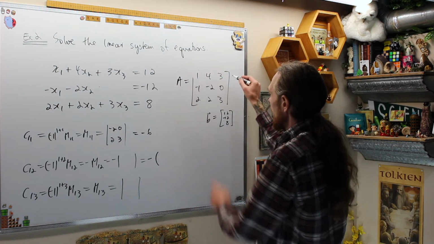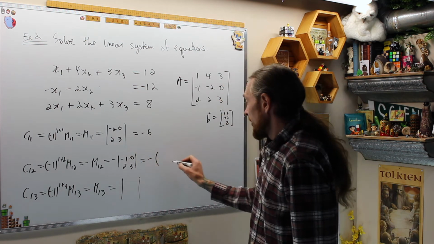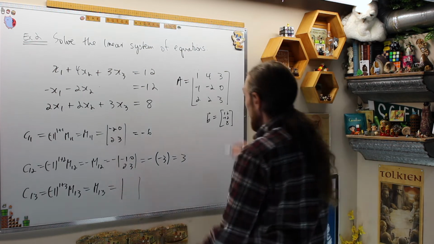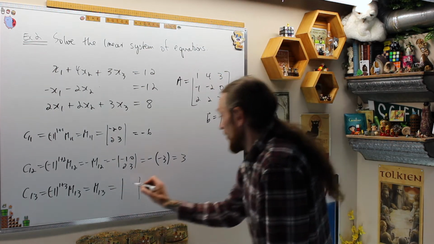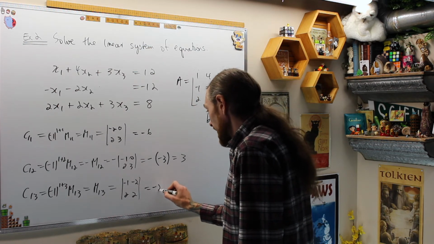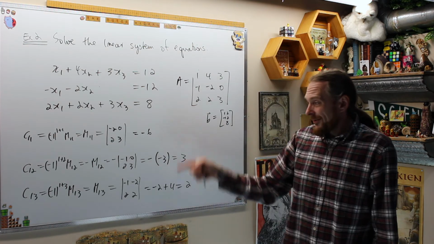I'm going to block off row 1 and column 2 this time, so I'm going to get negative 1, 0, 2, 3, which is going to give me negative, negative 3, which is 3. Then for M13, I'm going to block off row 1 and column 3, which is going to give me negative 1, negative 2, 2, 2, which is going to give me negative 2 plus 4, which is 2. Now I have those first 3 cofactors.